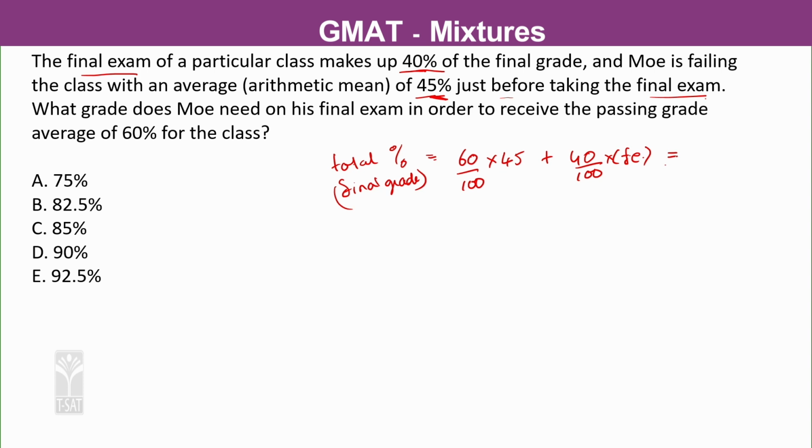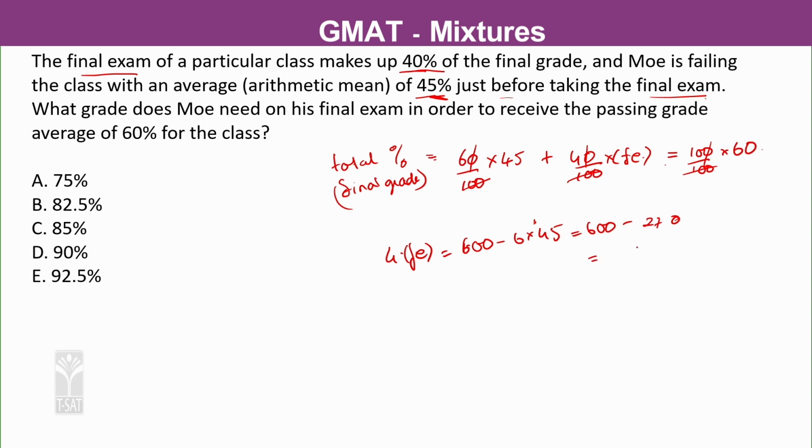This must be equal to what? The entire percentage must come out to be equal to 60% for him to pass the class. So, let us just cancel out 100 on all sides, and you can cancel out 0 also. Now, you have 4 times final exam equals 10 into 60, which is 600, minus 6 into 45. That is 6 into 45, which is nothing but 6 5s are 30, 6 4s are 24, plus 3, that is 270.